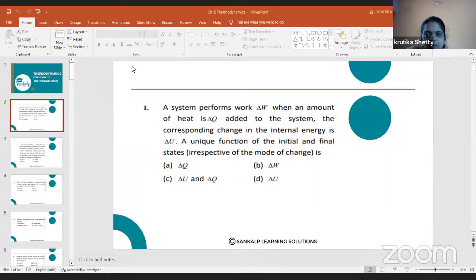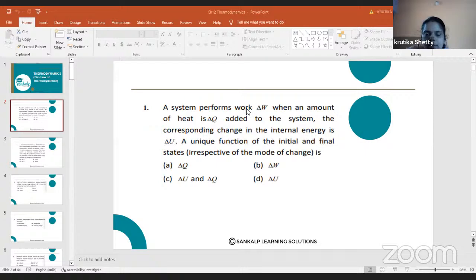So here is your first question for today's class: a system performs work delta W when an amount of heat delta Q is added to the system. The corresponding change in the internal energy is delta U, a unique function of the initial and final states, irrespective of the modes of change. So what are they saying here? Here the work done is delta W. Option A, delta Q. Yes, it is correct.